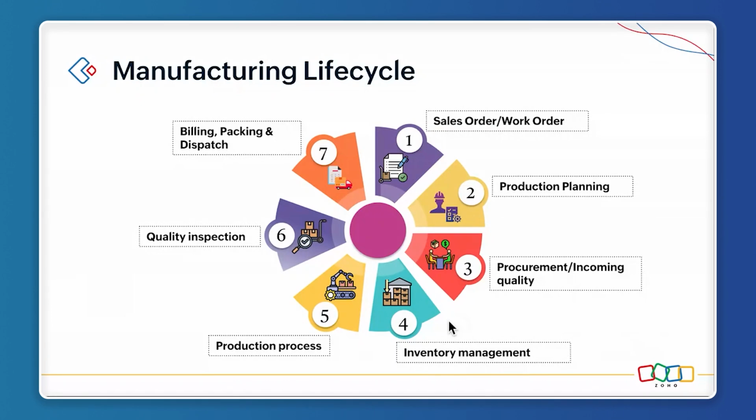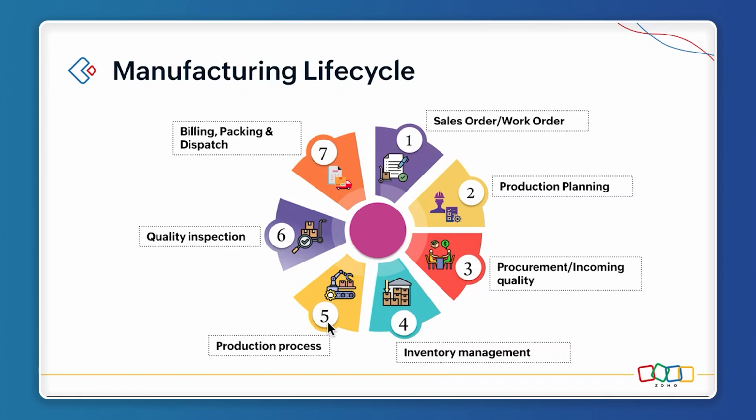And the fourth step is inventory management. Once you get all those raw materials, you then need to store them in a particular place. That is where inventory management comes in, where you are managing all your material information along with the different product information. So that is our fourth step.